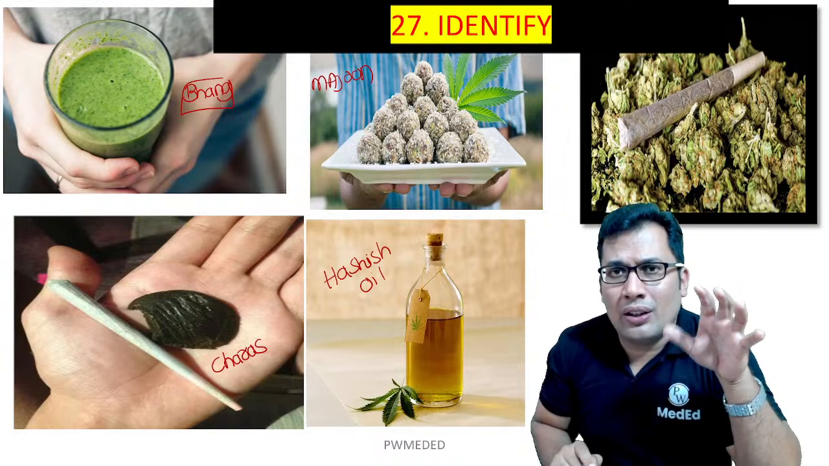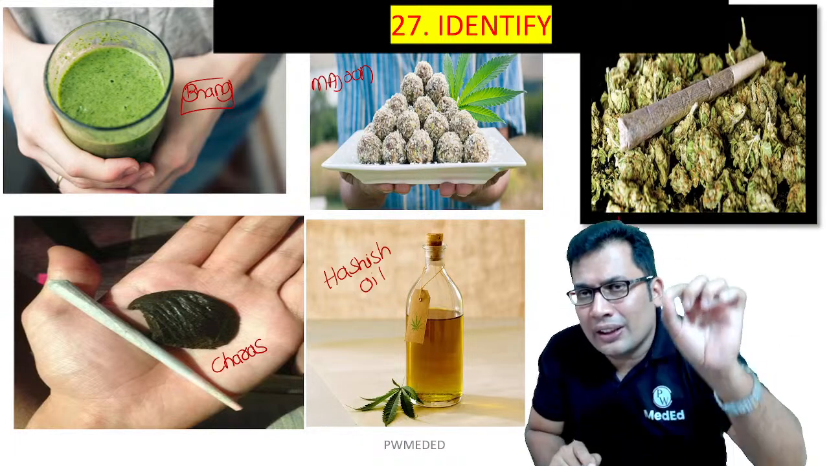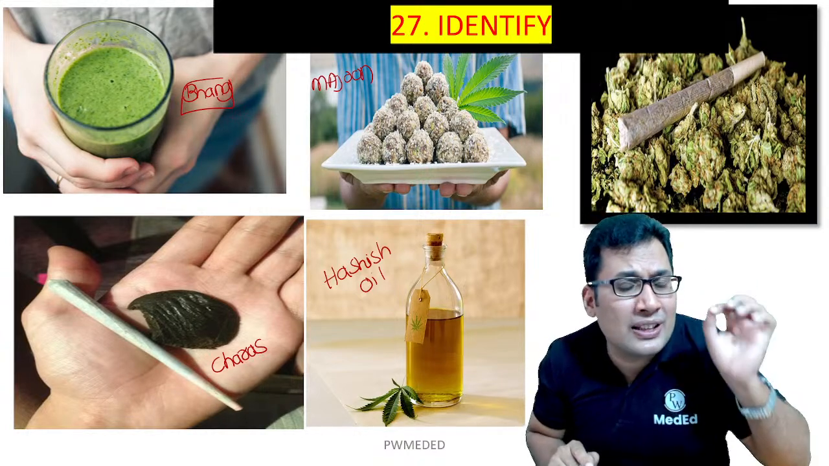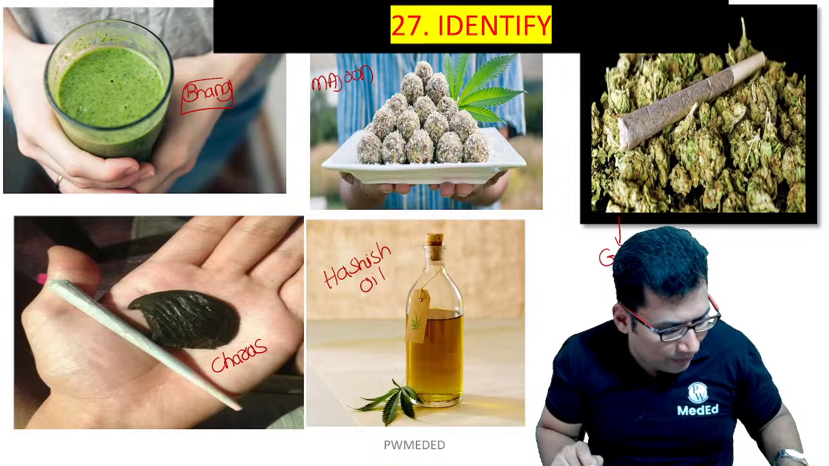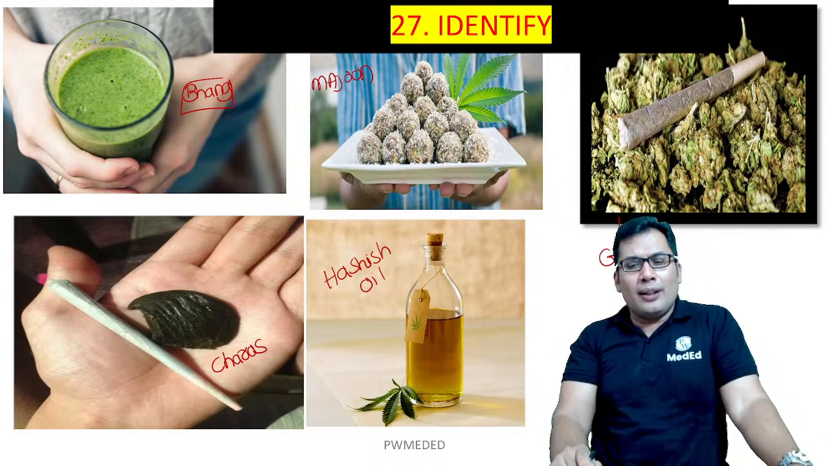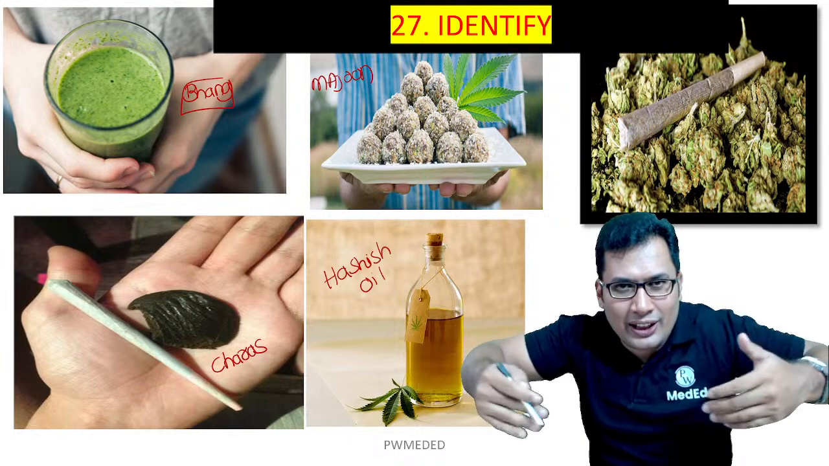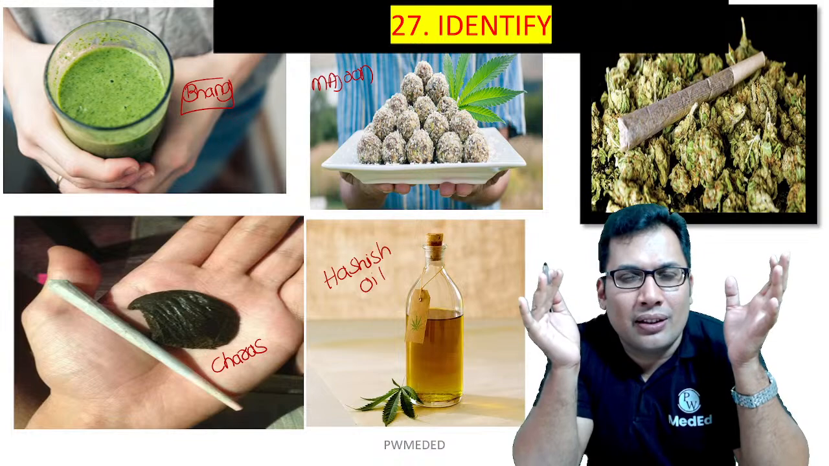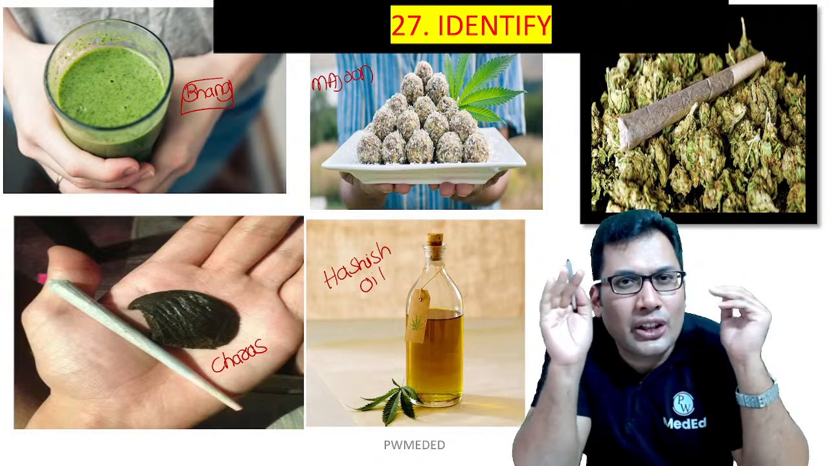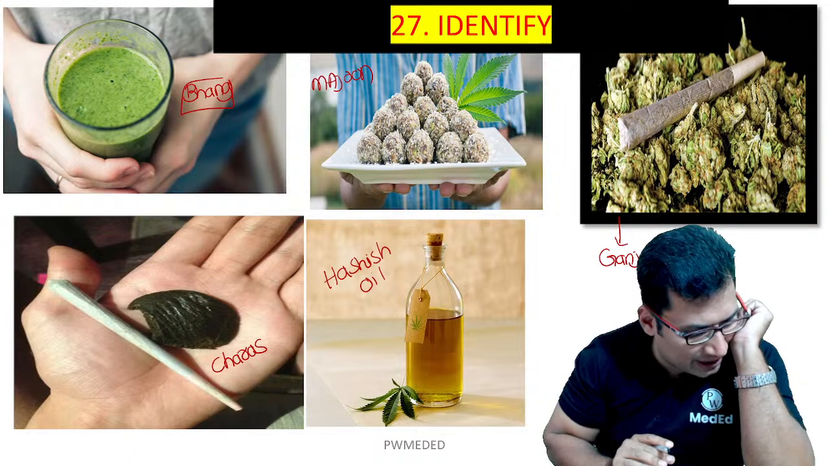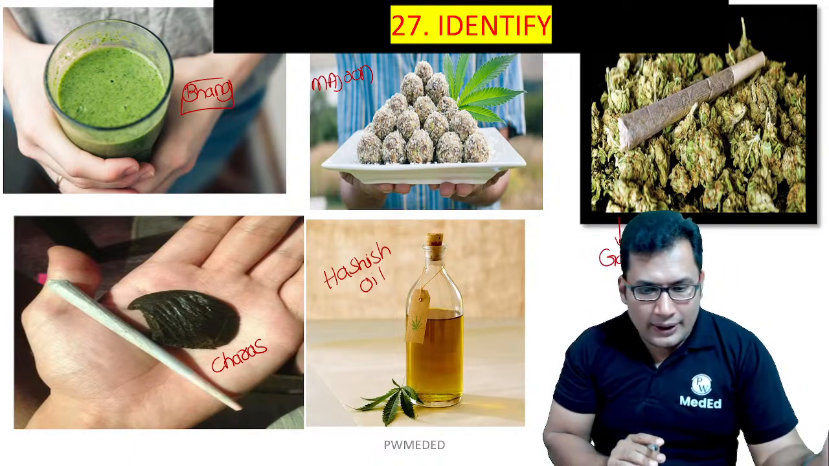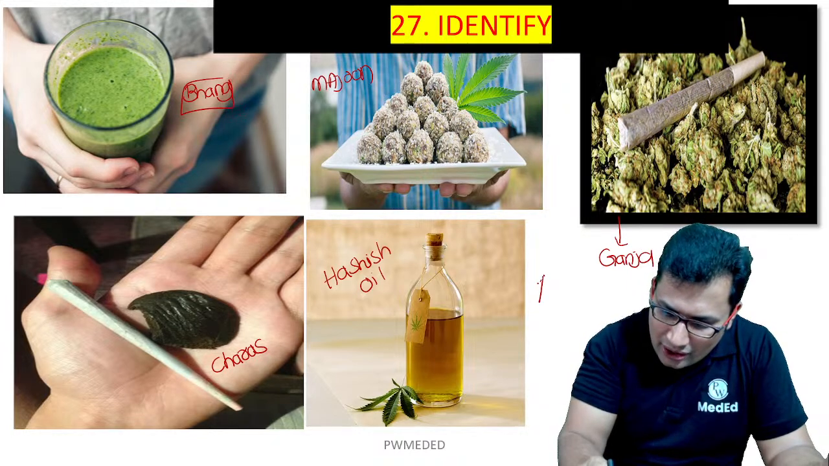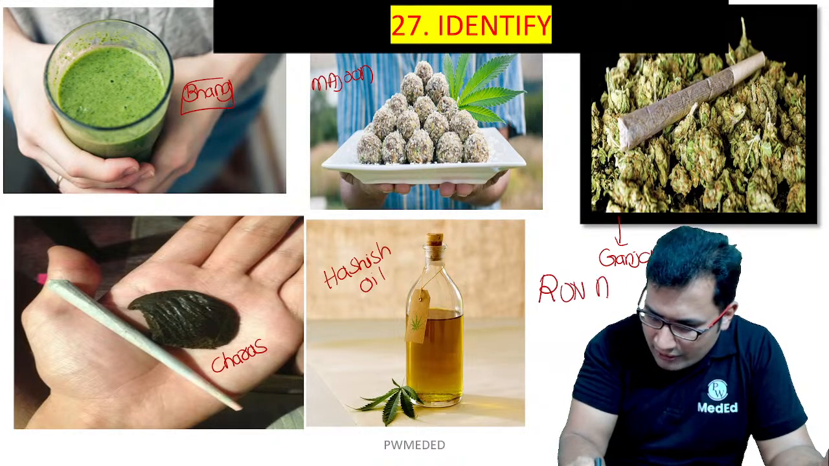My dear students, chronic intake of cannabis leads to an impulse disorder. What is that impulse disorder known as? Those who are taking ganja for a long time develop an impulse disorder, an impulse of killing people, impulse of murder. What is that known as? Let's see, this is asked in your exam. Yes, come on. So this is known as run amok. This is asked in your exam.